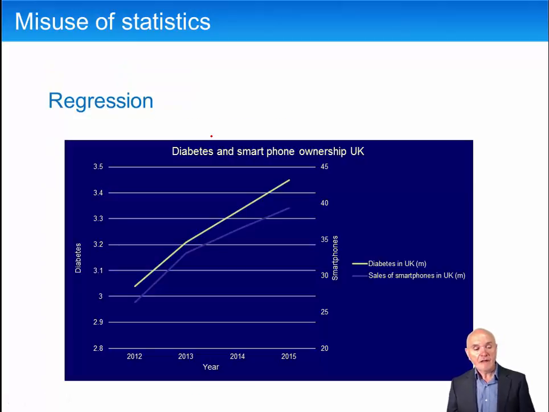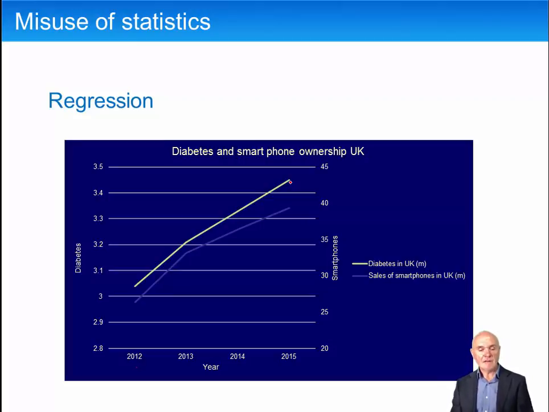And then we have the misuse of statistics and regression here. Here I think you can just about see the two lines here. What I've done is picked up real information from the internet. I've got 4 years in here, and I've picked up the incidence of diabetes in the UK in millions of people. I've also picked up the sales of smartphones in the UK. I think you just see this blue line in here.